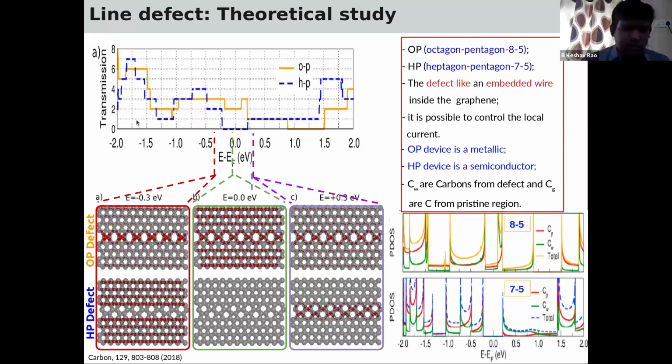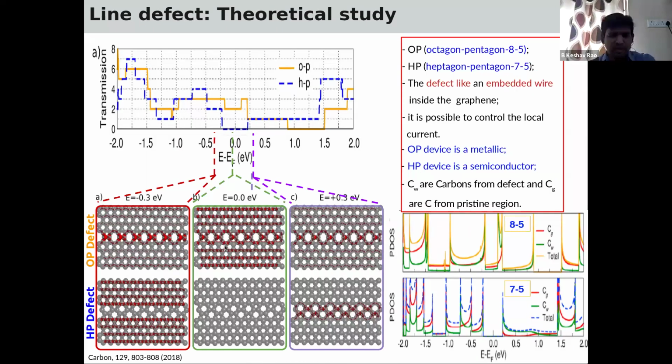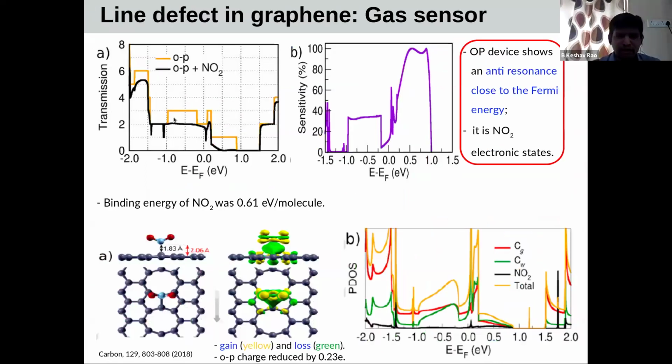When transmission curves are obtained, since in the previous work 5,8 gave the best response, our gas molecule NO2 was adsorbed. The yellow represents the pristine one, and when NO2 is adsorbed, the transmission curve is just shifted downwards, so the channels are reduced. If the transmission curve is reduced, resistance increases, then conductance is reduced, and then the sensitivity increases.